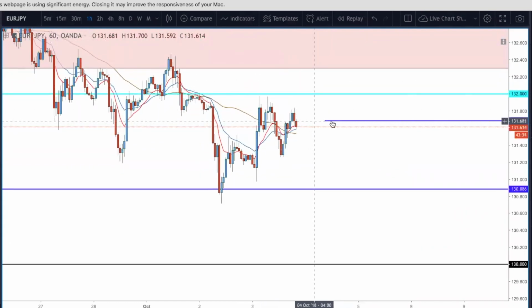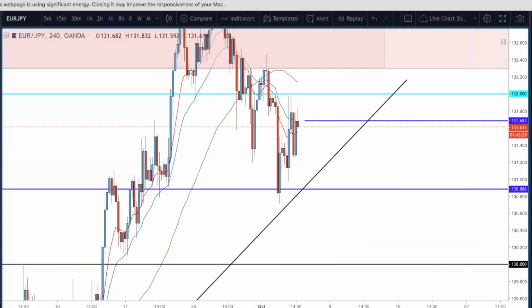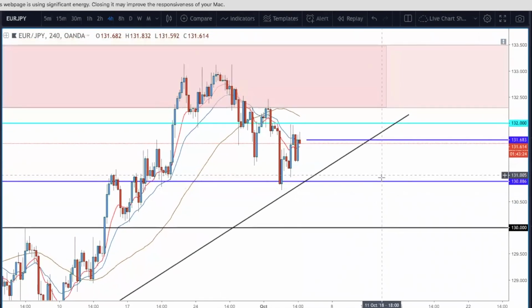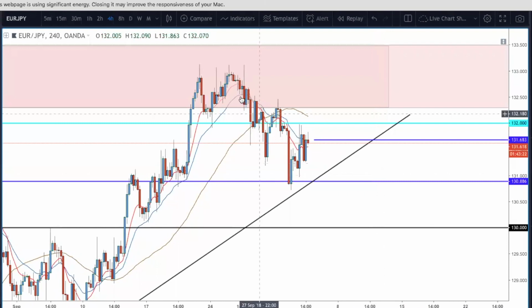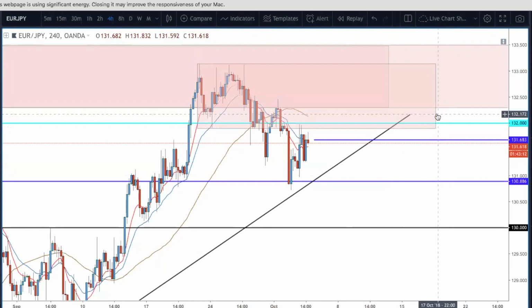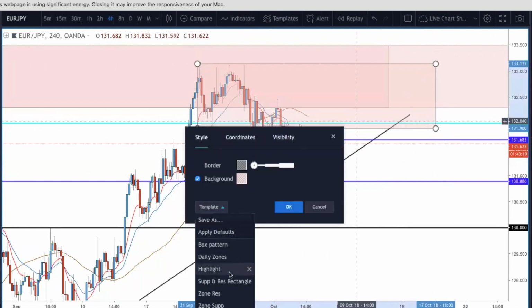So this would be a very, very logical entry for the euro yen, guys, placing a stop loss just above here. If I go back to the 4-hour time frame, we can see once again where we've got this box consolidation. This was a previous area of box consolidation here. It's a logical area.